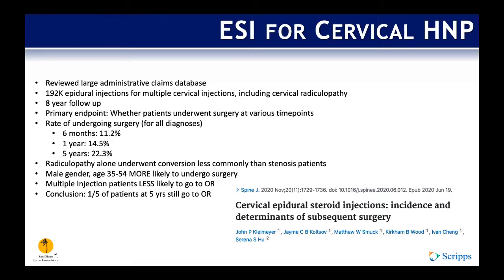As I was saying at the beginning of this, there's a lot of overlap in terms of different diagnoses associated with cervical herniated nucleus pulposus. But their conclusions I thought were interesting in that at 6 months, 11%, and up to 5 years, that jumps up to 22% of patients in this group ended up undergoing surgery. And male gender and age 35 to 54 were more likely, and patients that underwent multiple injections were less likely to undergo subsequent surgery.